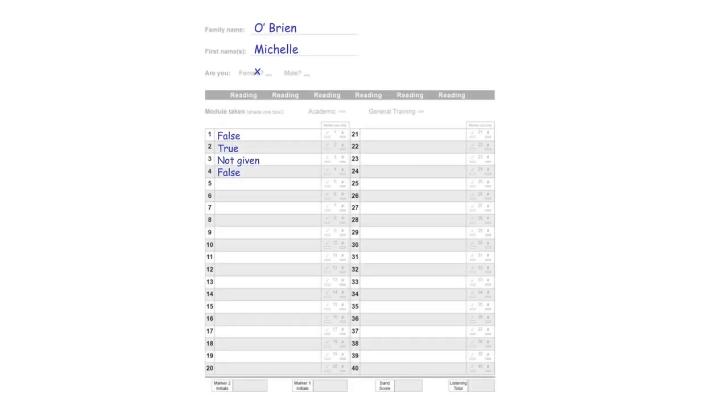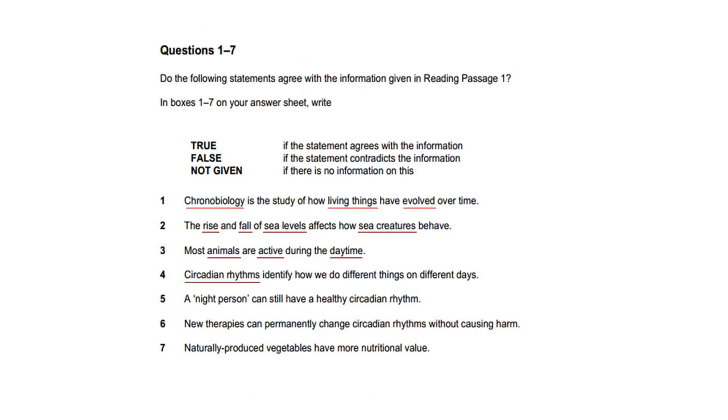You need to go to the answer sheet and write under the fourth answer that statement 4 is false. Then go back to the question paper and look at number 5. Statement 5 says a night person can still have a healthy circadian rhythm. Again, you need to say whether this statement agrees with the information given in the reading passage.